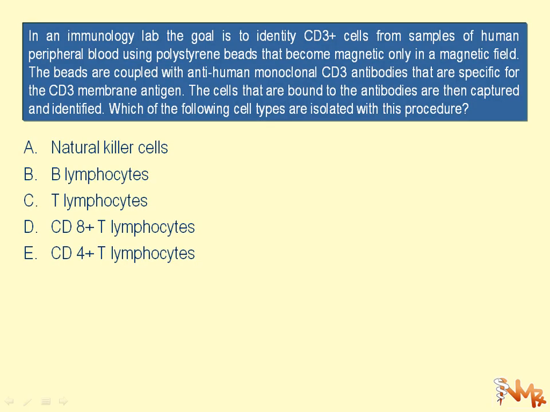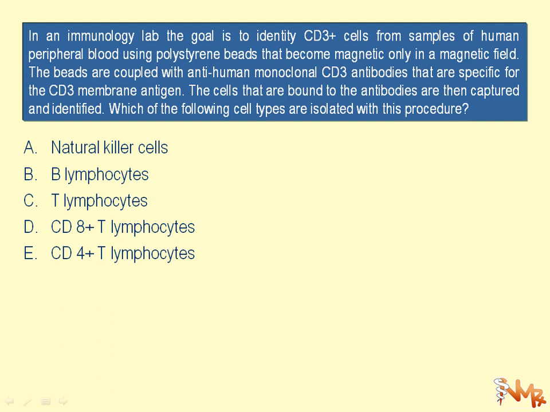In an immunology lab, the goal is to identify CD3 positive cells from samples of human peripheral blood using polystyrene beads that become magnetic only in a magnetic field. The beads are coupled with anti-human monoclonal CD3 antibodies that are specific for CD3 membrane proteins or membrane antigens. The cells that are bound to the antibodies are then captured and identified. Which of the following cell types are isolated with this procedure?